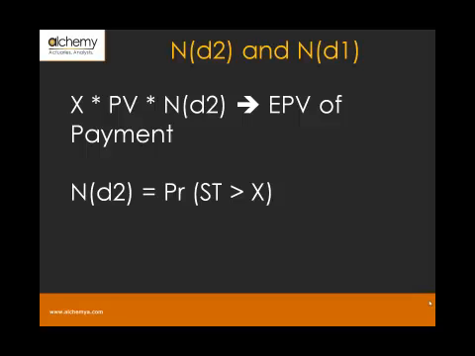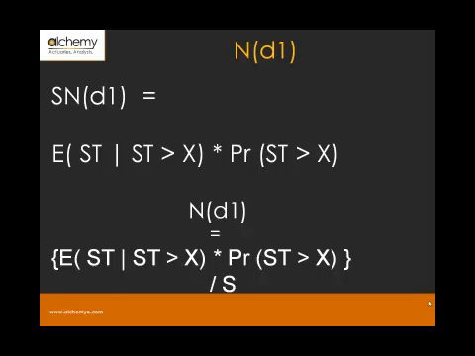Now, if I actually get into this, X into PV into ND2 is the expected present value of payment, and that basically means that ND2 is the probability that ST is greater than X, or the option is exercised. If I compare this with SND1, SND1 is the expected value of the underlying that you would receive given ST is greater than X, if and only if the option is exercised. So find the expectation of ST given ST is greater than X, multiply that by the probability that ST is greater than X, and you will have your SND1.